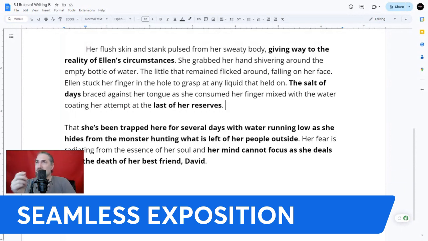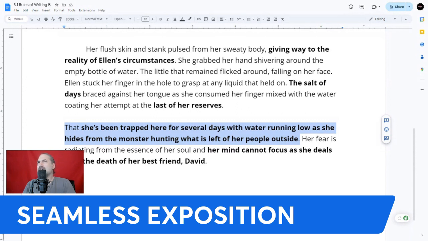I'm giving just enough exposition to give context to the audience while immersing them, not only in her physical struggle, but in what is happening. Okay, we now know, by the way, that she has been trapped for several days. We got that in there, the salt of days, for several days with water running low as she hides from the monster. So we got in the water and the days.